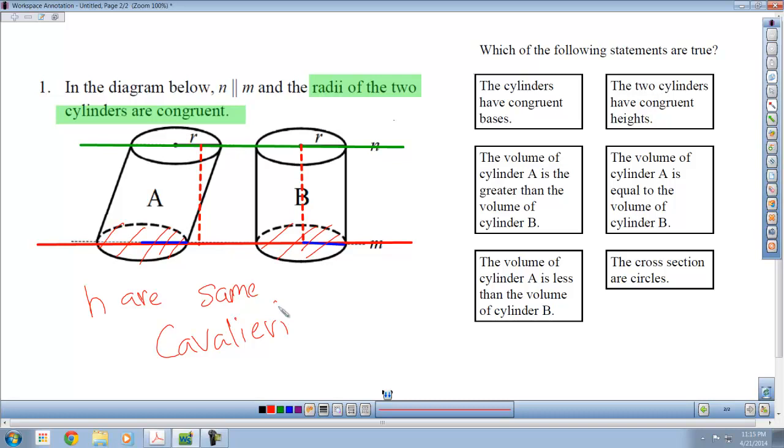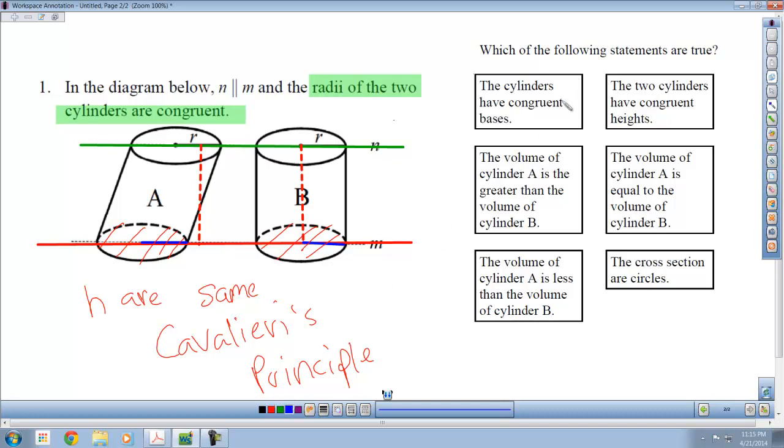Cavalieri's principle basically says if you just kind of slant something, it really doesn't change the amount of volume you get. In other words, if they have the same height and the same bases, and you check all the cross sections and they're all the same shape, then you have the same volume, the same amount there. So let's go through these one at a time.